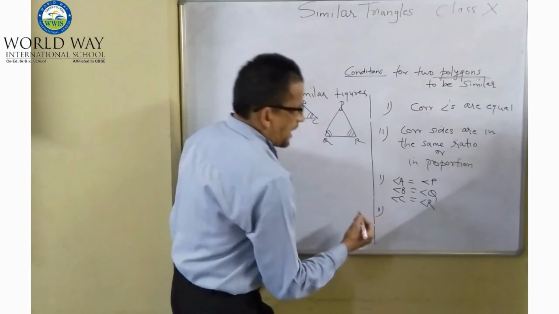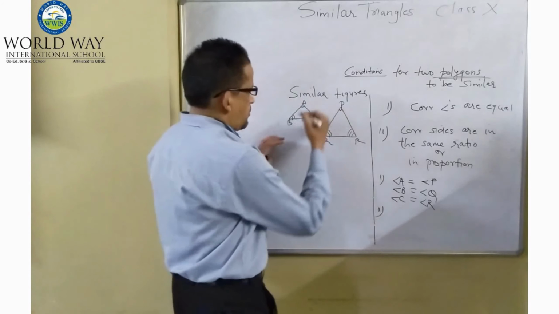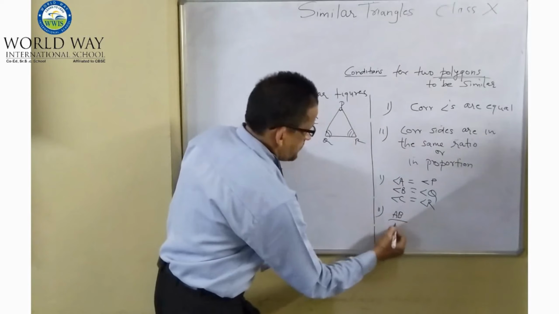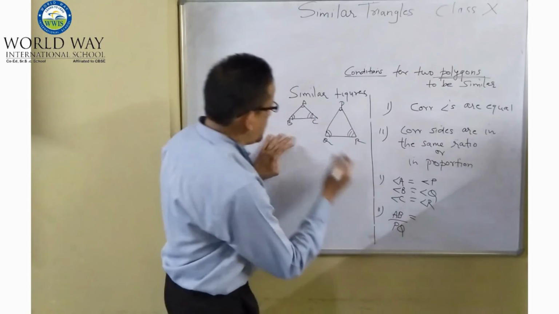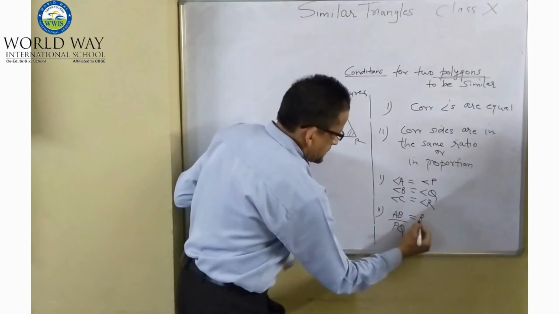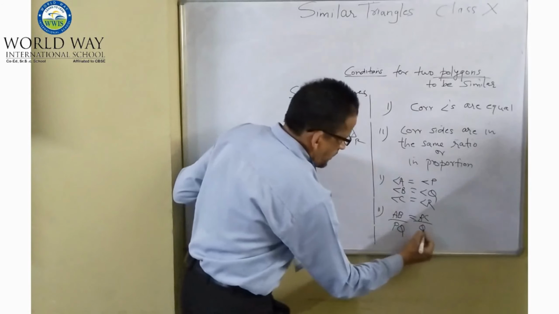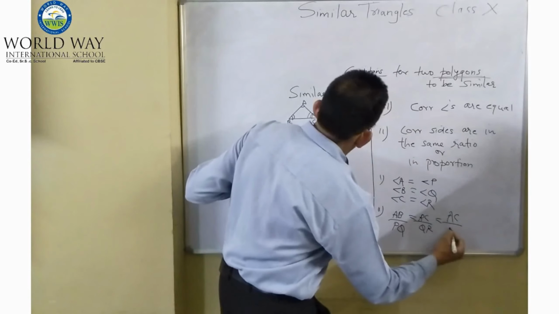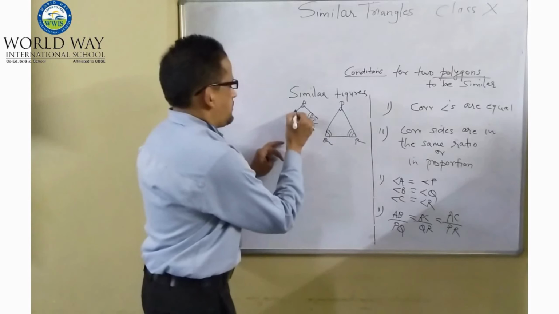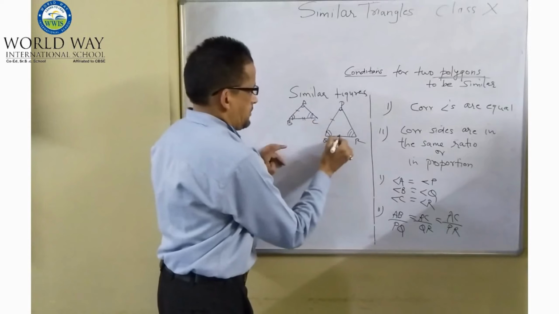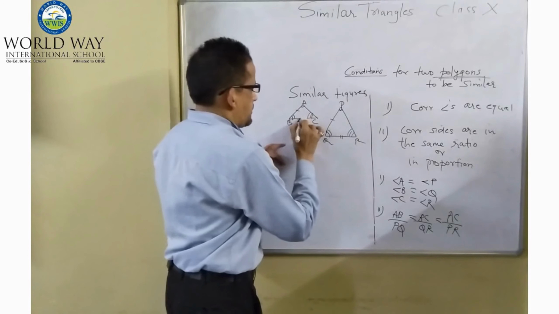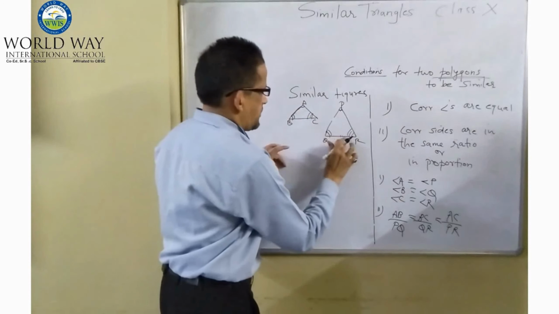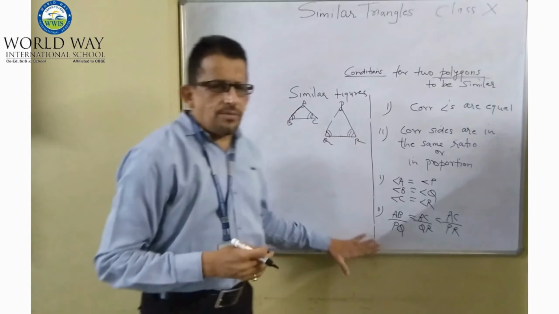Second condition, sides are proportional. So sides are in the same ratio, that is, AB upon PQ is equal to BC upon QR is equal to AC upon PR. I'm not putting an equal symbol because it shows that they are equal, so don't confuse. I'm not putting any symbol here. So it's clear what is the meaning of proportion.